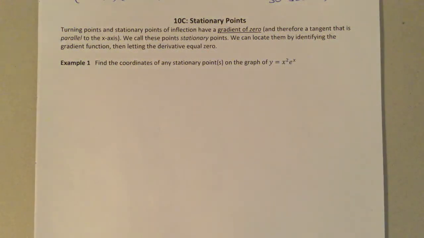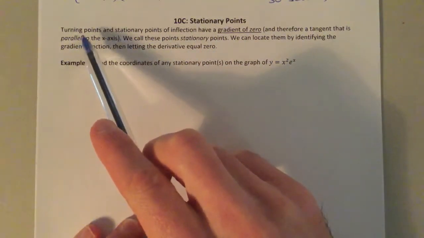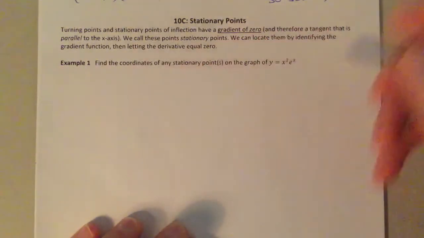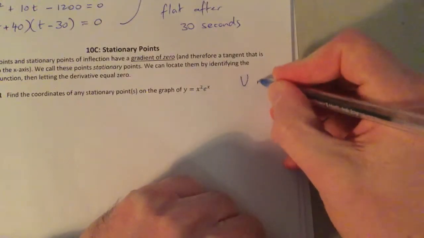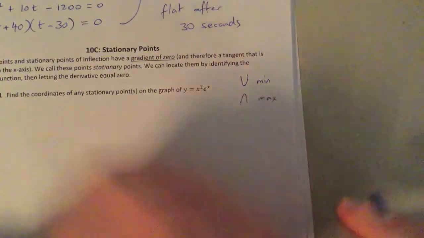In this video we're going to be looking at stationary points and how we can use calculus to find the positions of stationary points. When we talk about stationary points in this section, we're really talking about two things. We're talking about turning points, which could be a minimum or a maximum turning point, right?